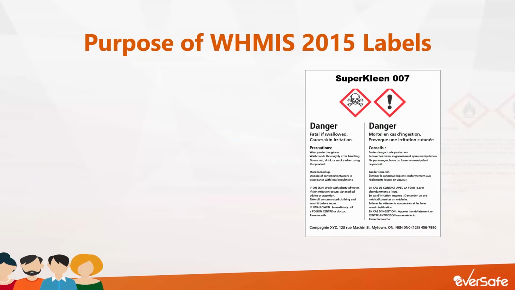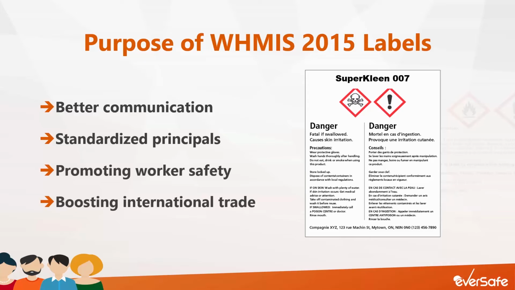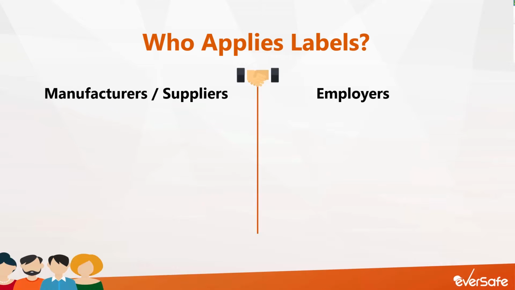Among other things, WHMIS 2015 communicates new requirements for labeling hazardous products. The new labeling system is aimed at introducing better communication of the dangers involved in handling hazardous materials, implementing standardized labeling principles that eliminate inconsistencies from country to country, of course promoting worker safety, and even boosting international trade on controlled products between Canadian companies, the United States, and other Canadian trading partners.